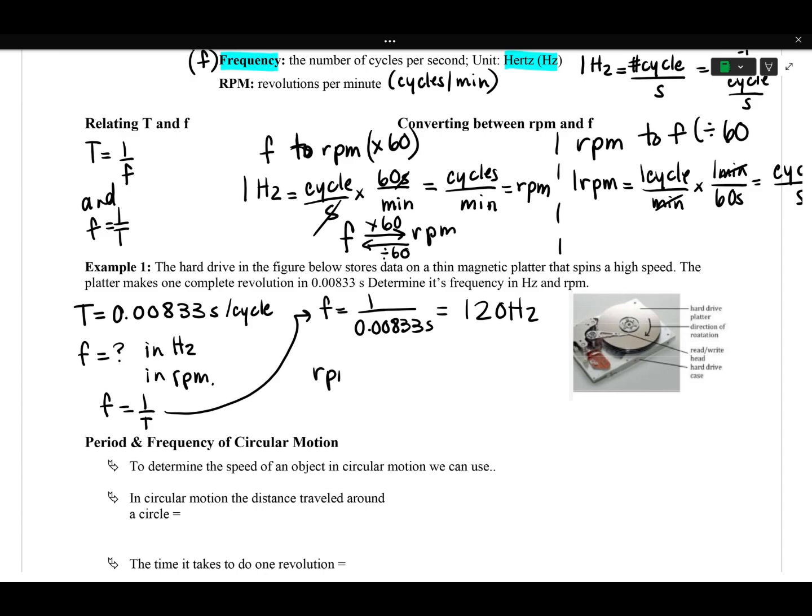So if I want to get RPMs now, I'm going to take my 120 hertz and multiply by 60, and that will give it to me in RPMs. So 7,200 RPMs. So in case we have to switch between those units, that's how you would move between them. Normally we're going to be using frequency or period. We won't usually see a lot of RPMs in our equations.